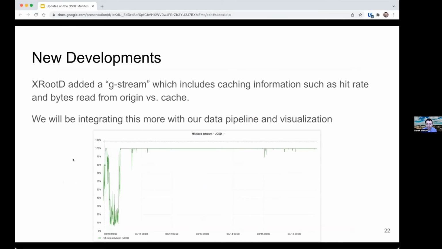For new developments, XRootD added a g-stream recently, which includes cache information such as hit rate and bytes read from origin versus the cache. And we'll be doing more integrating with this data. Fabio has done a great job of starting this integration. For example, this is the hit ratio for one of our caches at UCSD. And you'll notice that on the 10th, the hit ratio dropped significantly, but then it's been pretty steady at about 100% cache hits since then.